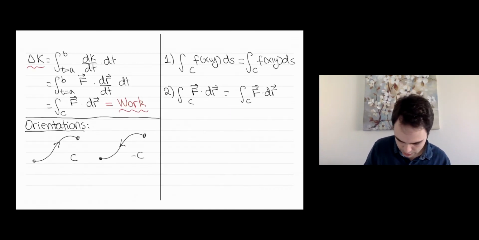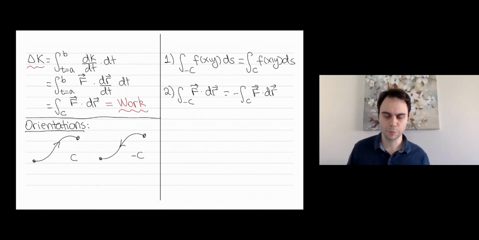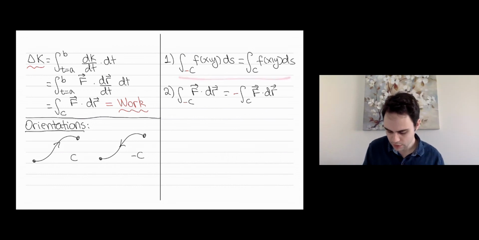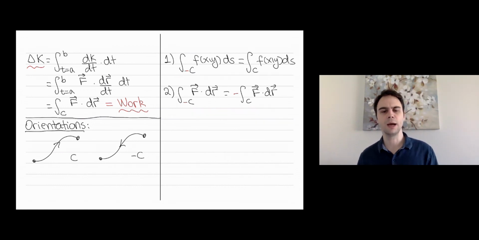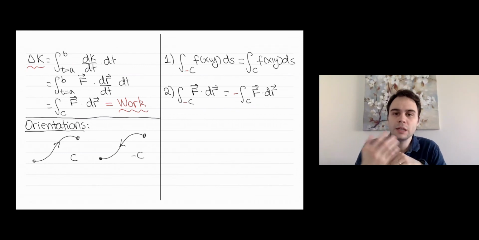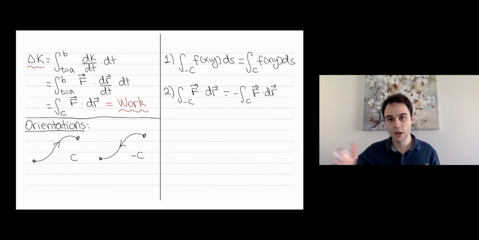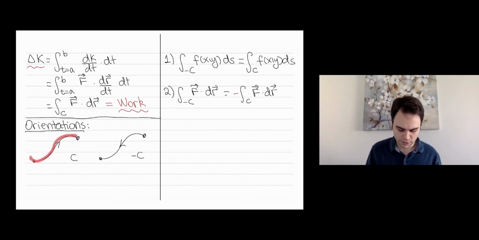Let me emphasize the signs here. It happens when you change the orientation of the curve. In the first case, nothing happens to the integral. In the second, you get an extra minus sign. And this makes sense. For example, if we integrate the constant function 1 over the curve, that computes the length of the curve. The length of this curve is the same as the length of the other. The orientation doesn't matter when we're computing length.